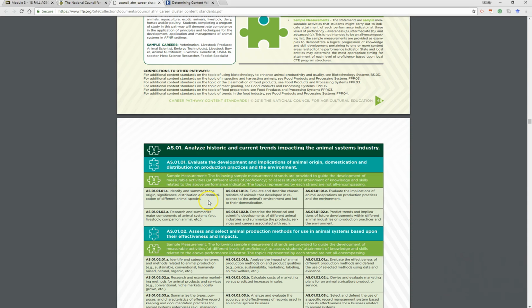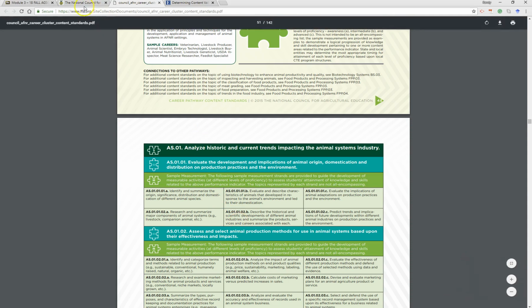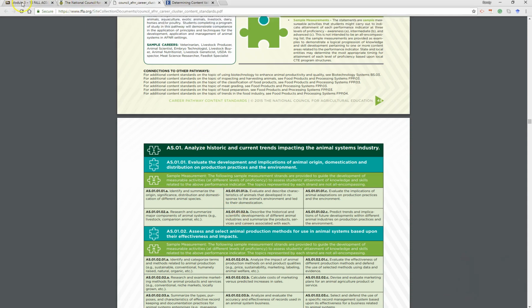So what I would ask that you do in this week or this module is actually to go ahead and scroll through, become familiar with these different standards, what they look like, what some of the terminology is, and the different measurements that they use. Okay, so that's the first part.